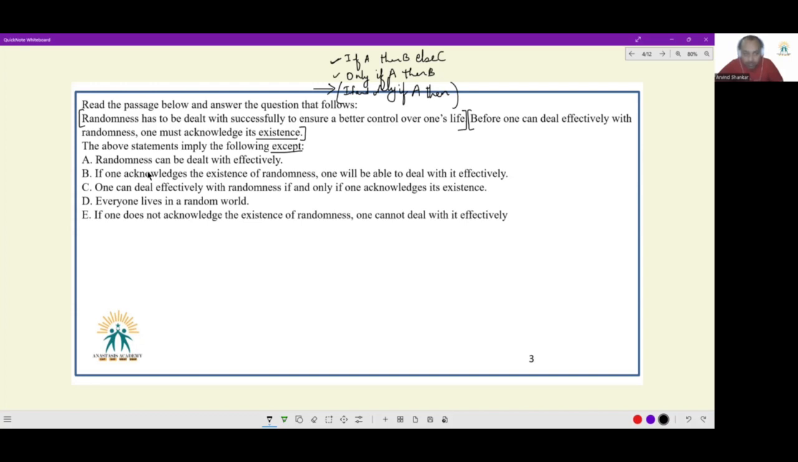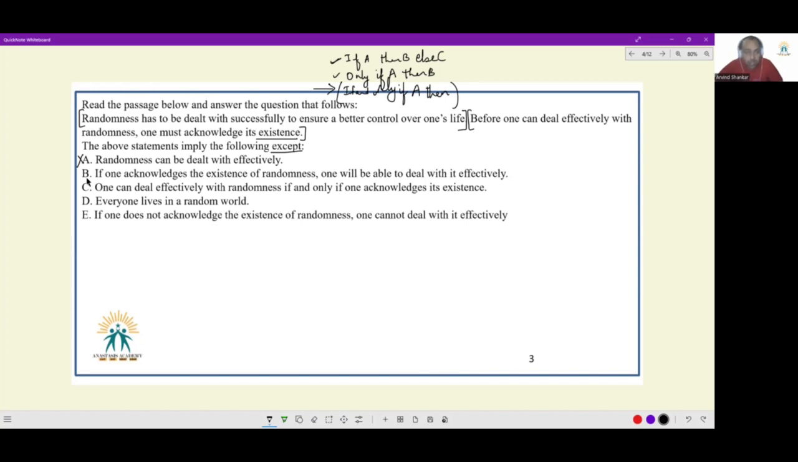This is not implied, because what we have been told is, it is simply the first step. It is a necessary prerequisite for you to be able to deal with it effectively. How do you go about dealing with it effectively? Maybe you need to have emotional intelligence. Maybe you need to have a support group around you. Just because you have acknowledged the existence of randomness, that does not translate into you will be able to deal with it effectively. So A is implied, B is not implied. A goes away, B stays.